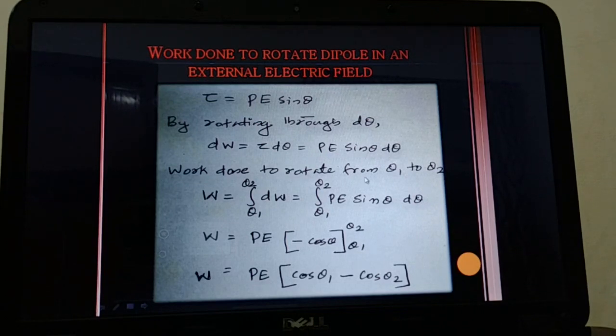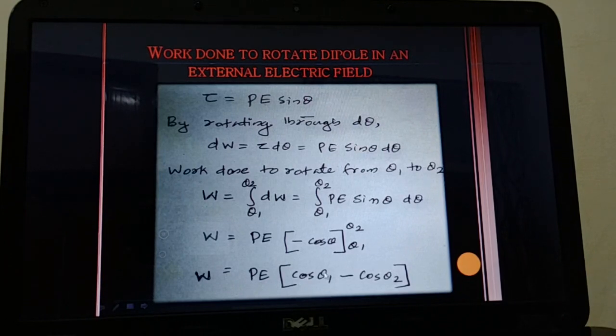And the work done to rotate from theta 1 to theta 2: W is equal to the integral from theta 1 to theta 2 of dW, that is, the integral from theta 1 to theta 2 of PE sin theta d theta. So PE is constant and the integral of sin theta d theta will become minus cos theta, within the limit theta 1 to theta 2. I already told you this negative sign you can neglect when you are interchanging the limit. Actually it is upper limit minus lower limit. So here the upper limit will become theta 1 and the lower limit theta 2 when you are neglecting this negative sign. So W is equal to PE into (cos theta 1 minus cos theta 2).